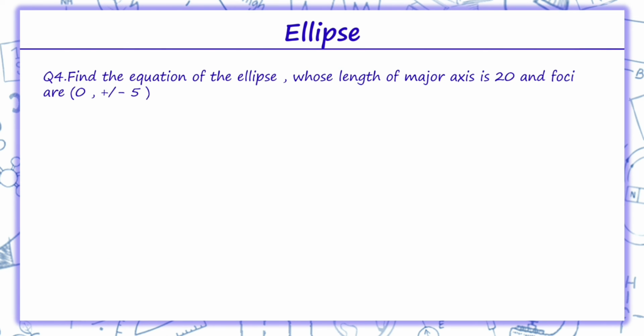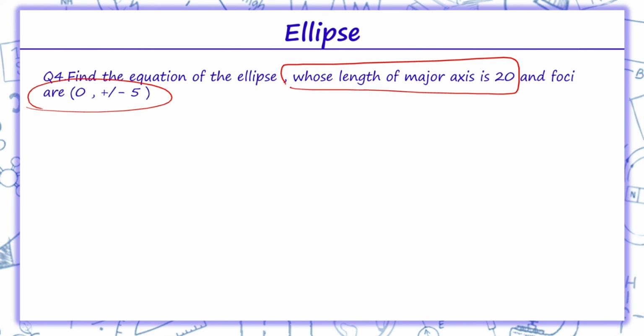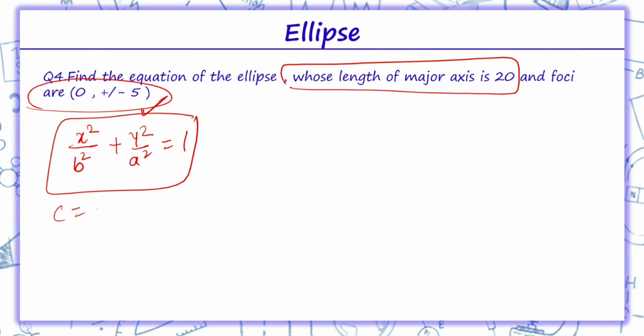Next question, find the equation of an ellipse whose length of major axis is given as 20 and foci are 0 comma plus minus 5. Now the foci are 0 comma plus minus 5, this means that the major axis is lying on the y axis. So the equation will become x square upon b square plus y square by a square equals 1. c is given to us which is 5, the length of major axis is given which is 20, thus 2a is equal to 20, so a will be 10.